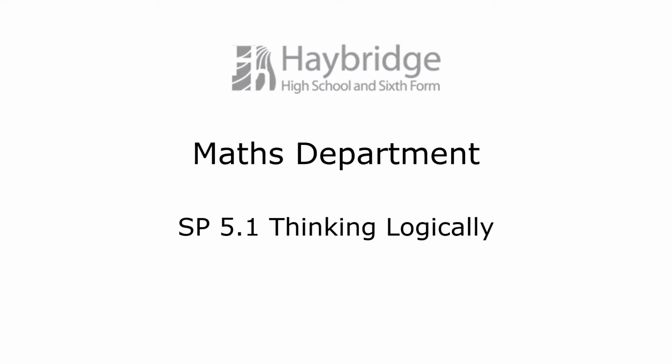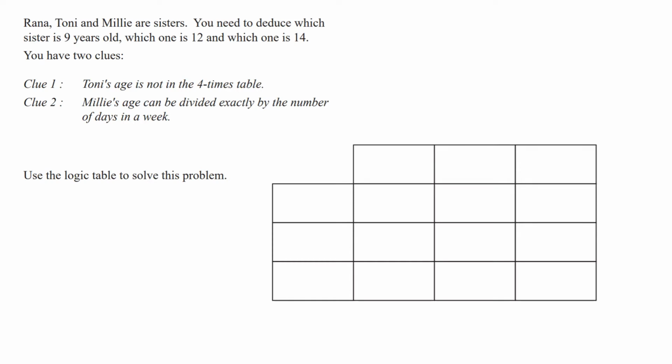Today we're going to look at the first section of Unit SP5, which is SP5.1 Thinking Logically. So we've got a simple logic problem here. We've got Rana, Tony and Millie and their sisters, and we have to deduce, so we have to work out which sister is 9 years old, which one is 12 and which one is 14.